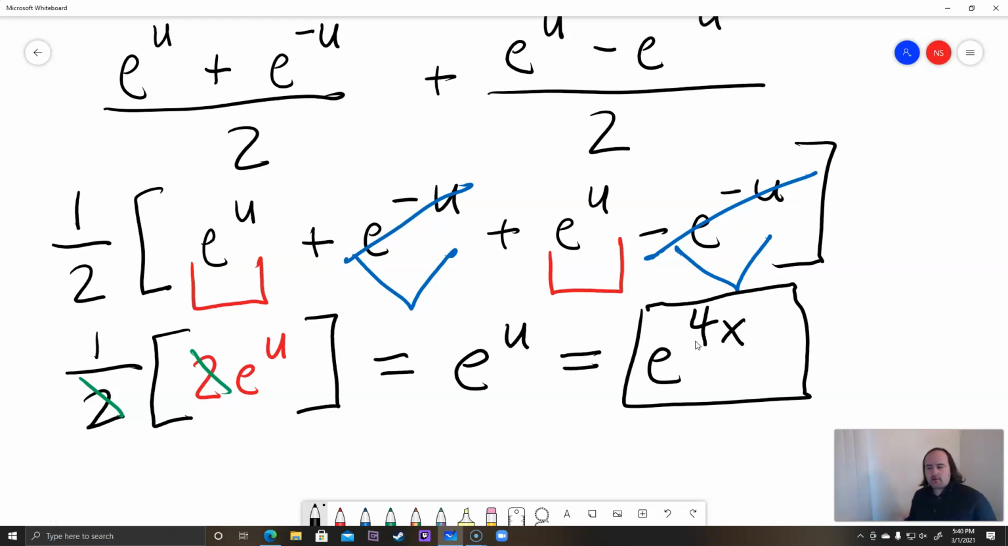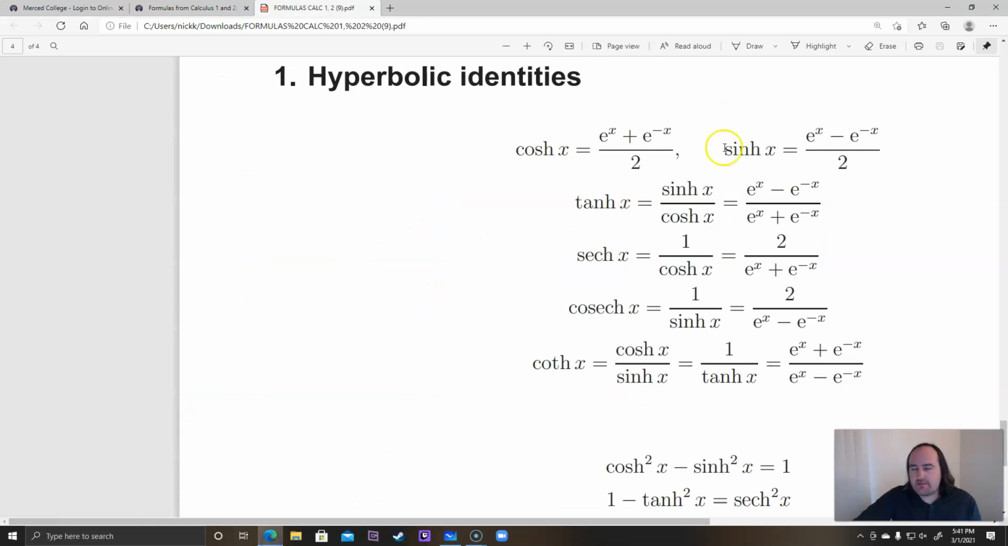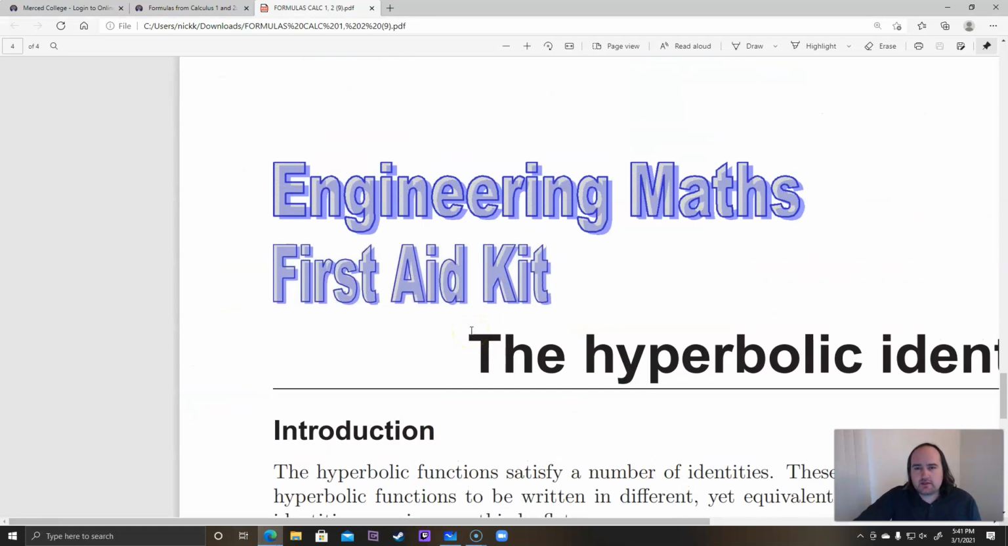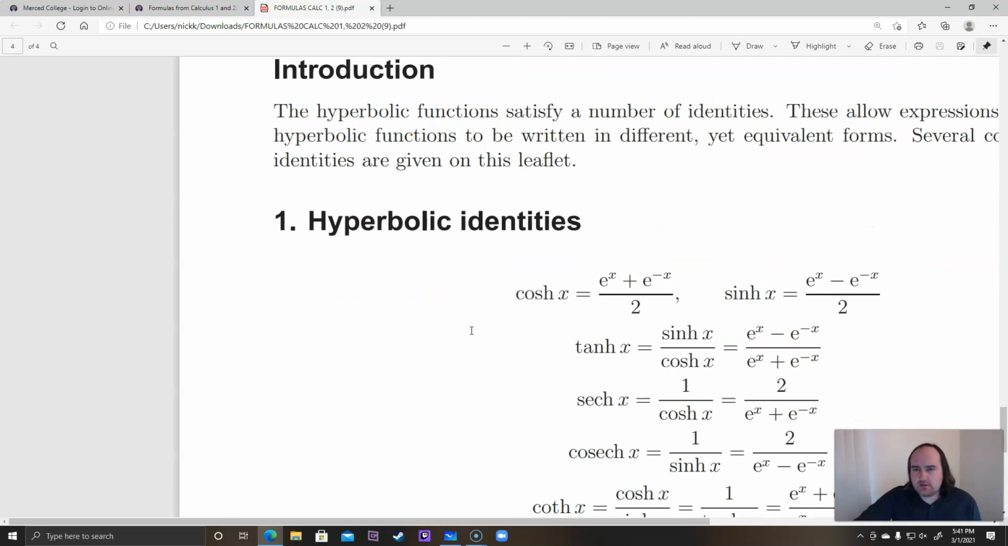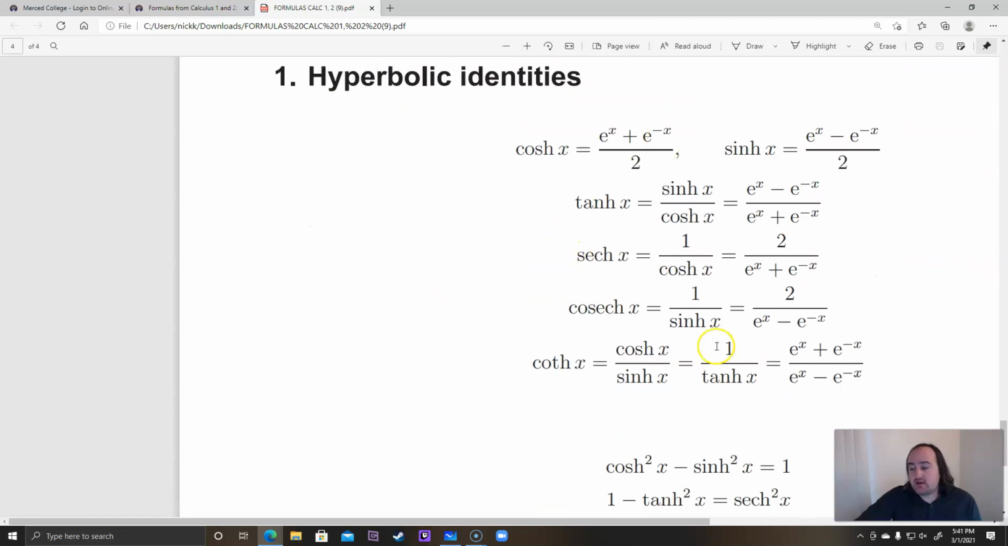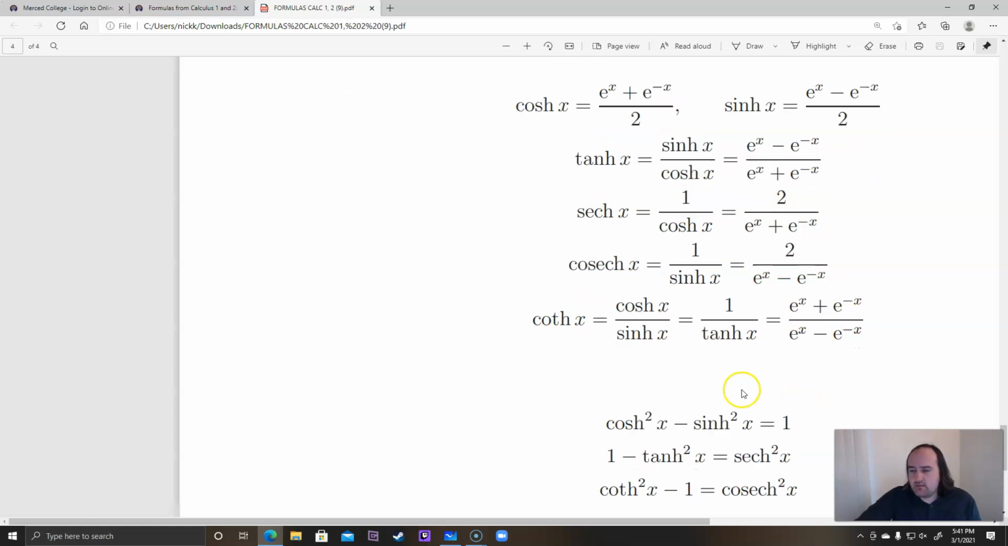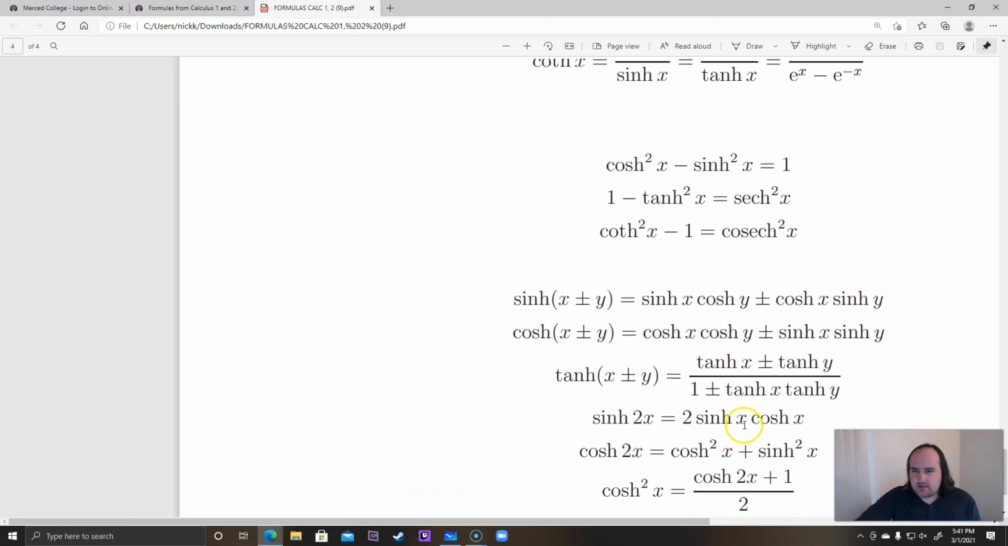Okay, so that completes this video. This was just an introduction to hyperbolic functions. And if you need to do more simplifying when you're doing some of your homework for the derivatives or the integrals, don't forget about this formula sheet. It's on your formulas from Calculus 1 and Calculus 2, and it's on the 4th page. And they've got all of these formulas on here. Now, most people will not usually use these, but they can be useful in some situations.